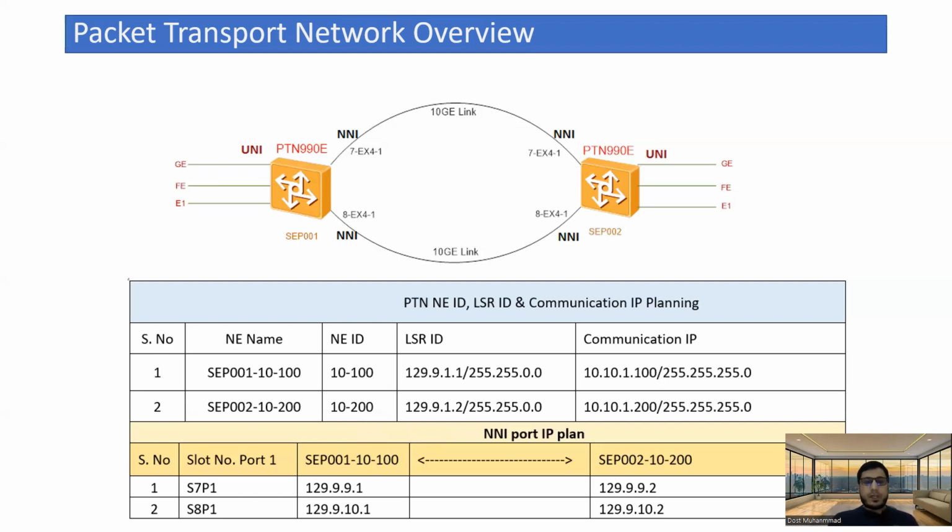And the LSR ID is within the network. If you are configuring the internal network, it considers the NNI IP address and also takes into account node learning, like what is my adjacent node. So it should be a unique LSR ID for each node. And the network interface plan is that we have slot 7 port 1 and slot 8 port 1, for both nodes. This is just an overview, and let me show you the practical network overview.